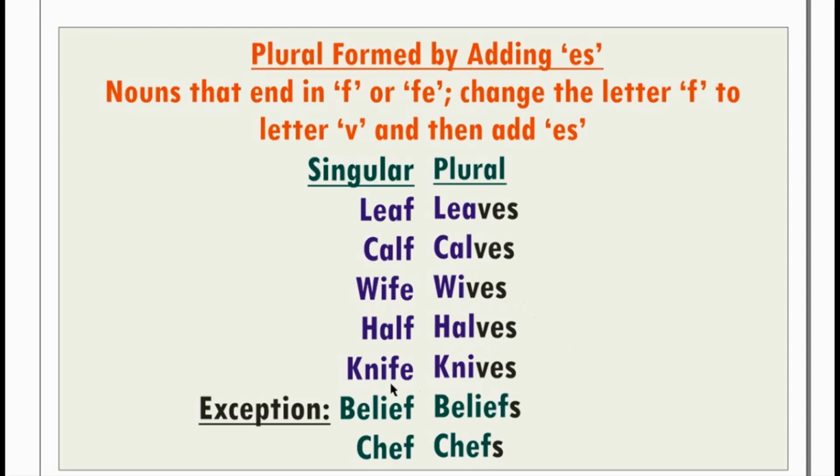Half, halves. Knife, knives. For this rule as well, there are exceptions. For example, let's look at belief, these two words in green color. Belief ends in letter f in the singular form. So when you want to convert belief to plural, we do not change the letter f to letter v. We only add letter s straight. So belief, beliefs. The same thing happens to chef. Chef, chefs. Chief, chiefs. Roof, roofs. In these words, we do not change the letter f to letter v. What we do is just add a letter s in the plural form.